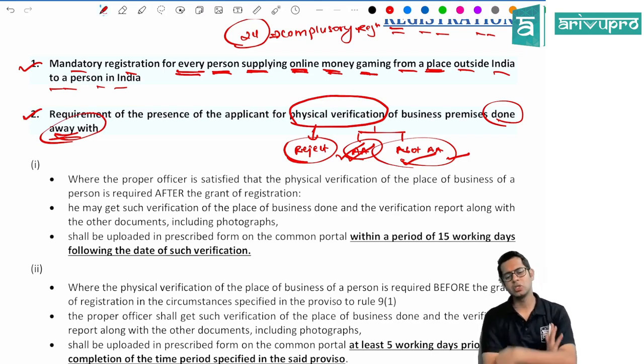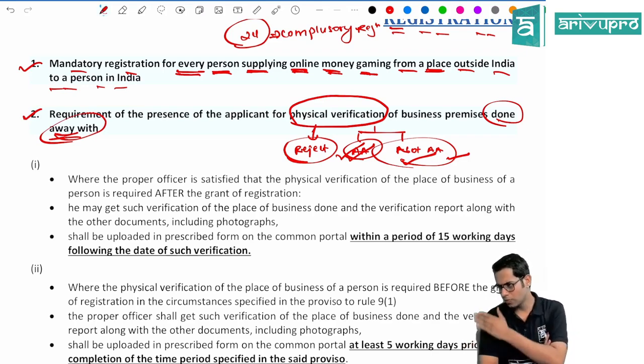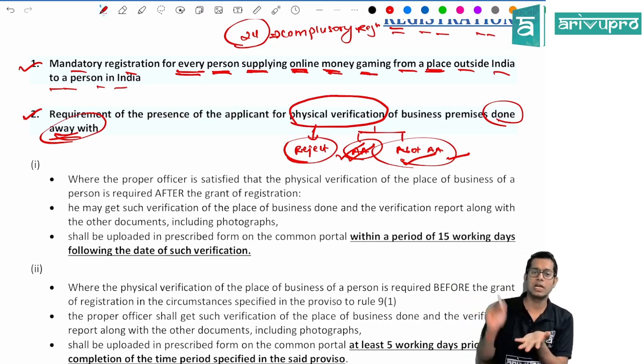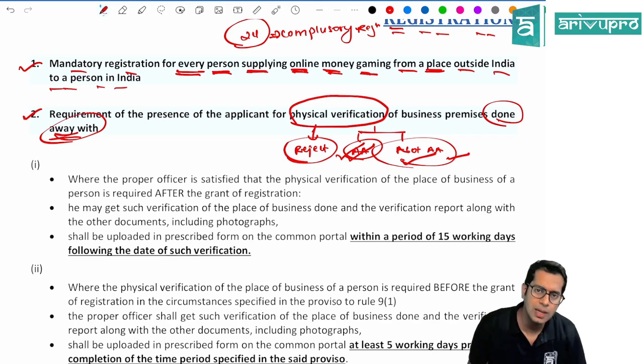Because many times it used to happen that the officer would come to my place for physical verification, but I was not available. I, being the owner of my business, was not available. Maybe because I was outside supplying goods to some of my customers, or outside purchasing goods. So normally the owner of the business was not available, and because the owner was not available at the time of physical verification, the officer used to reject the application.